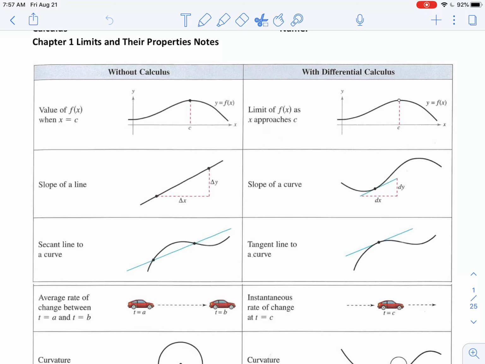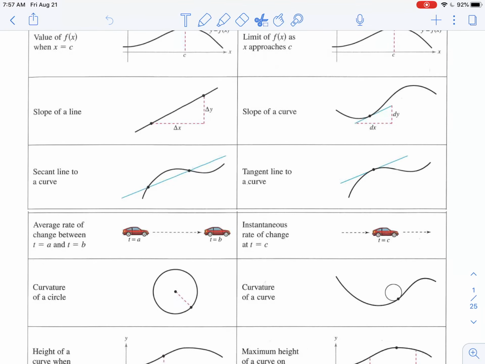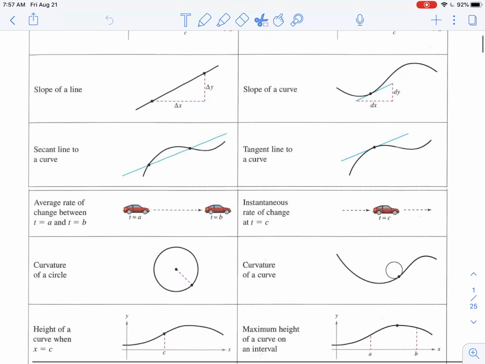However, there's a concept of a limit that's fundamental, it's foundational in calculus. It's what all of calculus is built around. And that's what we're going to look at this entire first chapter. This entire first page is what we're going to look at the entire first semester as well.